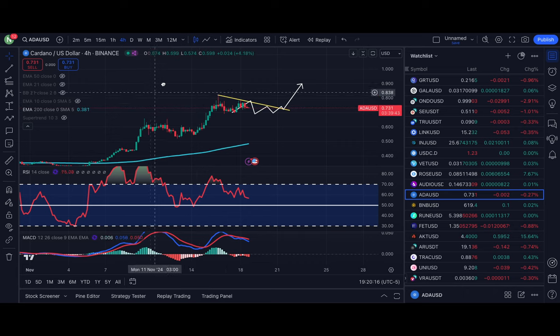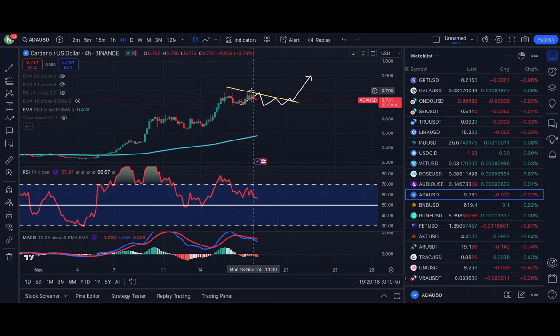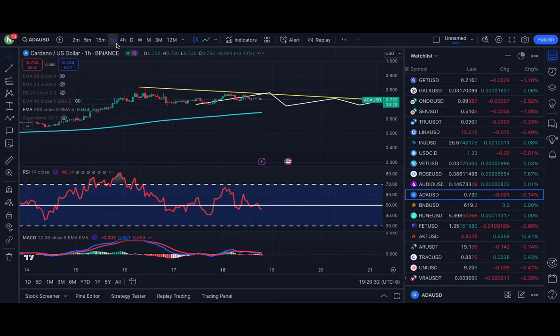So Cardano looks really good, especially once these indicators reset, like once your RSI is reset, once your MACD has reset. That's normally very, very positive.